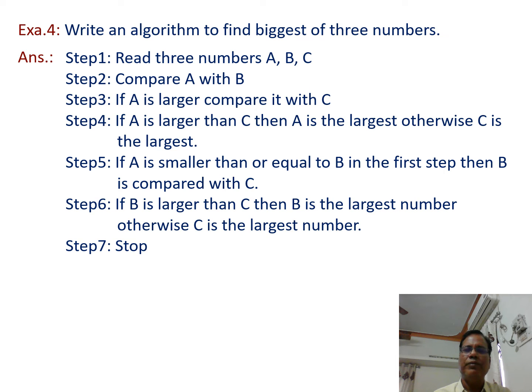Step 5, if A is smaller than or equal to B in the first step while comparing A with B, then B is compared with C. If B is larger than C, then B is the largest number, otherwise C is the largest number. Then the last step is stop. So these steps show, step by step, how to find the largest of the three numbers.